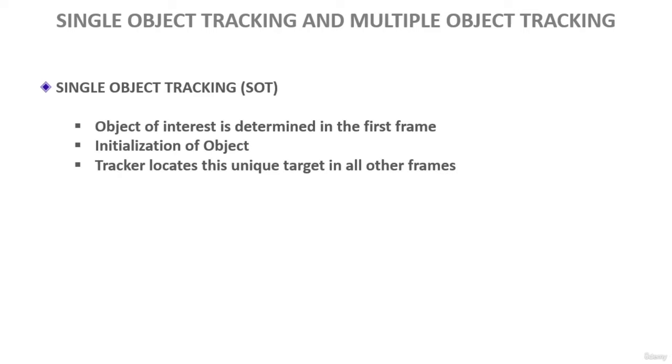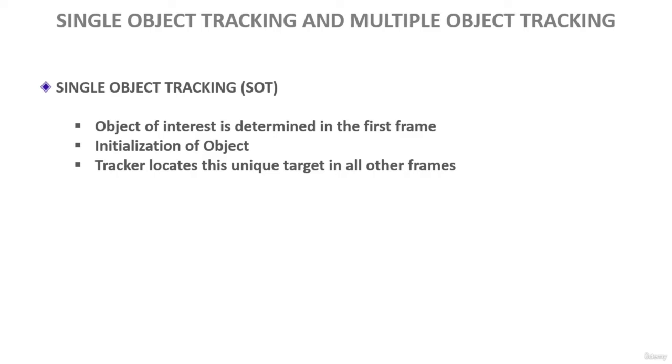There are two main approaches of object tracking, commonly known as SOT, that is single object tracking, and MOT, that is multiple object tracking. We are now going to spend some time to understand these two approaches. Now, in single object tracking or SOT, we lock in a single object in an image and track it until it exits the frame. For example, if we are tracking the football player who has the football in a football match, then the player will be tracked until the player exits the frame, which means he no longer has the football. Also, in single object tracking, the object of interest is determined in the first frame, which is where the object to be tracked is initialized for the first time. The tracker is then tasked with locating that unique target in all other given frames.